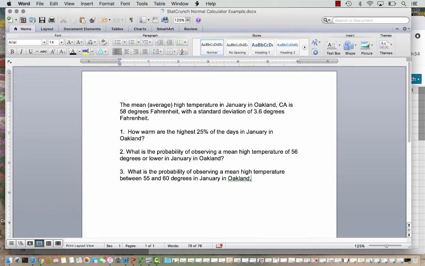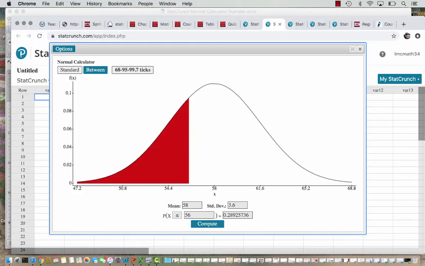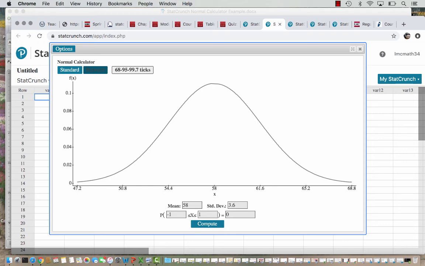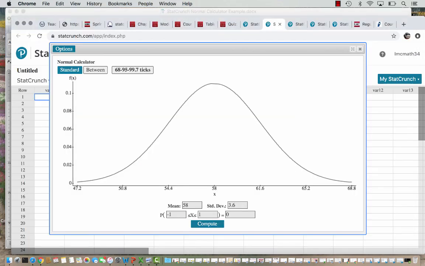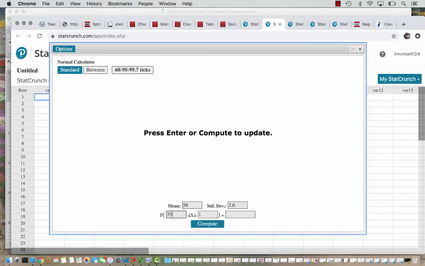Our third question asks about what's the probability of observing a mean high temperature between 55 and 60 degrees in January in Oakland. So we come back to the normal calculator, and in the current setup, we can only enter one value and then pick higher or lower. So we want to enter a range of values, so we click between here. Now the default says those from -1 to 1, but that doesn't match our range. So going back to our question, we want to choose between 55 and 60 degrees. And so we can go ahead and put 55 in the lower box and 60 degrees in the upper box.